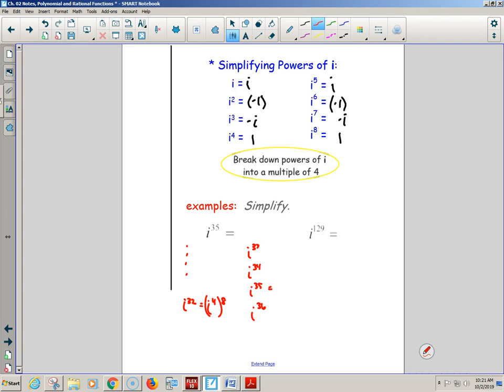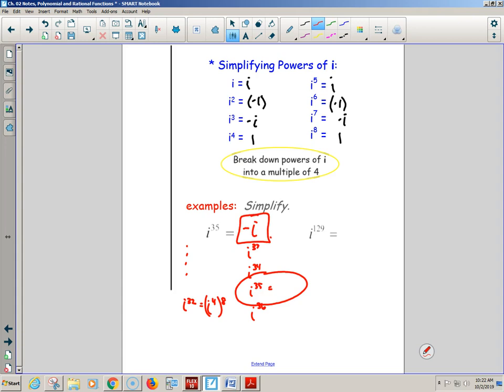Wait, you guys okay? Because if we kept going by fours, we'd have 4, and then 8, 12, 16, 20, 24, 28, 32, and then 36. Where's i to the 35? Right here. Isn't he in that third spot? And that third row is going to have what as an answer? Negative i.